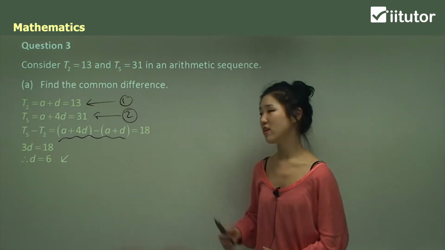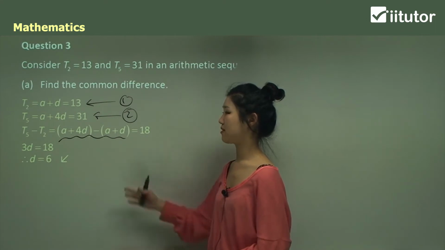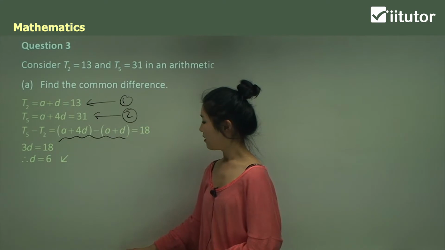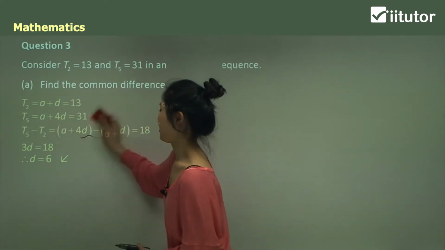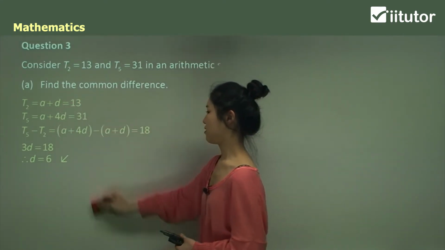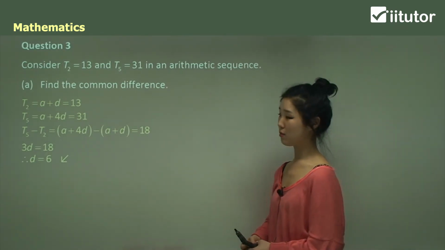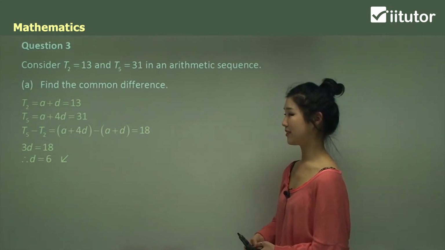That's it. And we don't have to go back and look for our first term, because all it's asking us to do is find the common difference, isn't it? So simply D is 6. And that's the answer to part A of question 3. So that was pretty simple. All I did was use some simultaneous equations, wasn't it? Let's go into B.